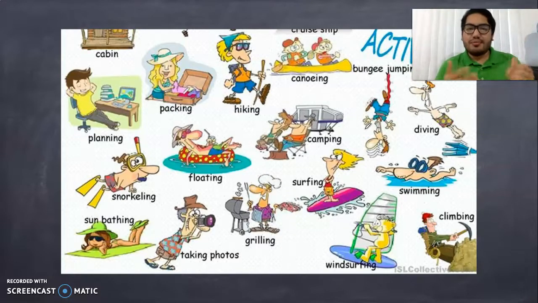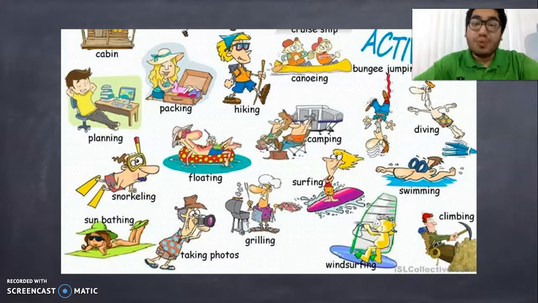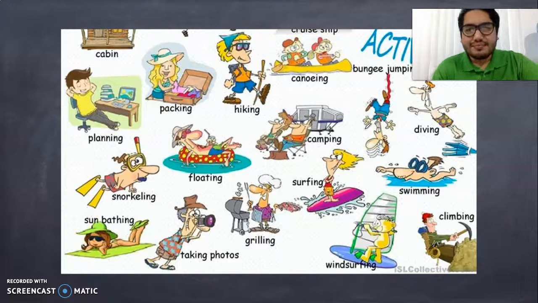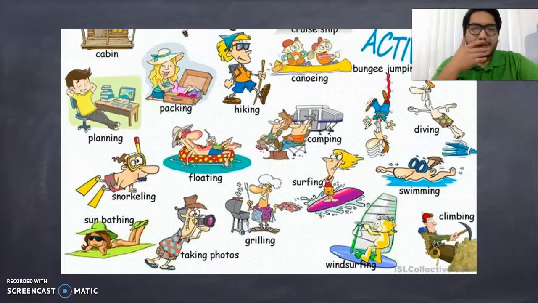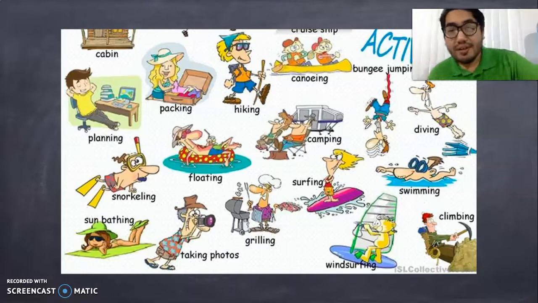Those are the activities. Have you ever done one of these? I have done canoeing. And bungee jumping, I wish I had. It sounds cool to do it, but the other ones are very common. I don't know how to surf, and I have swum and snorkeled. I don't remember. Floating, yes. Diving, taking photos, sunbathing. I don't like to do that. And the rest, I don't know. Have you ever done something like that?